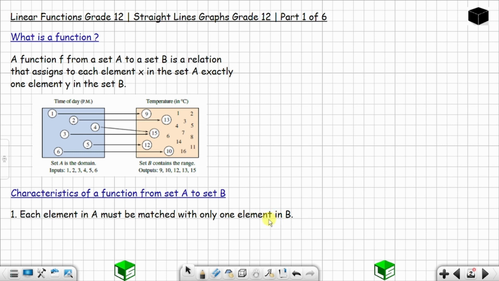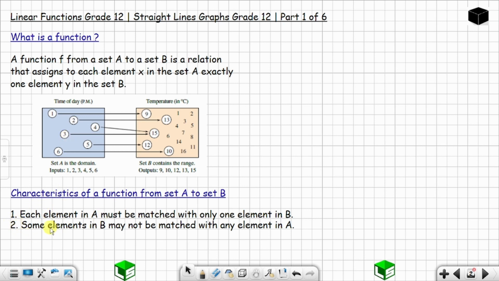The second characteristic is that some elements in B may not be matched with any element in A. For example, you can see these elements in B: 1, 2, 3, 4, 5, 6, 7, 8, 11, 14, 16. They are not matching up with any element in A. This is fine. This is one characteristic of a function.